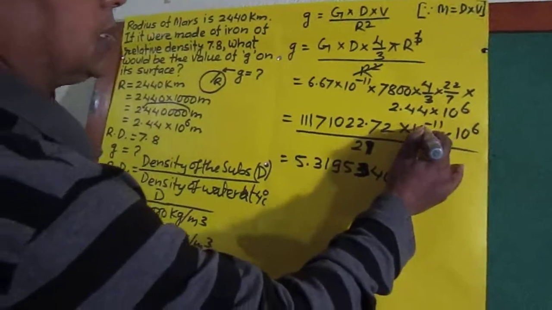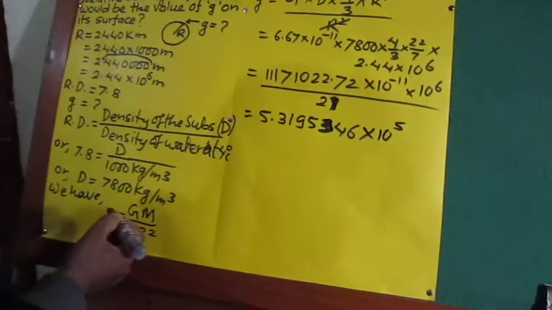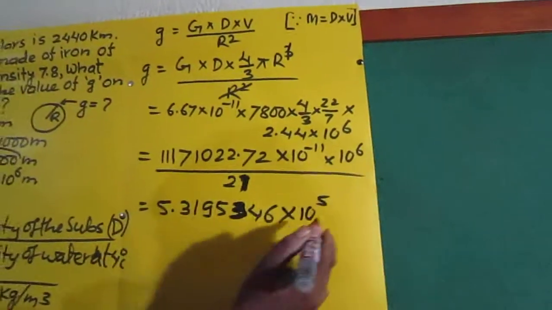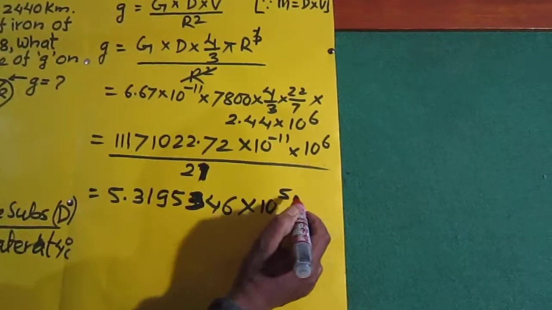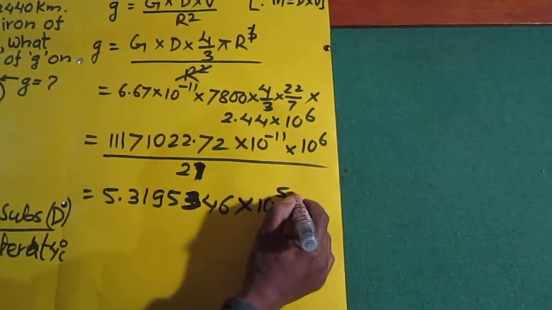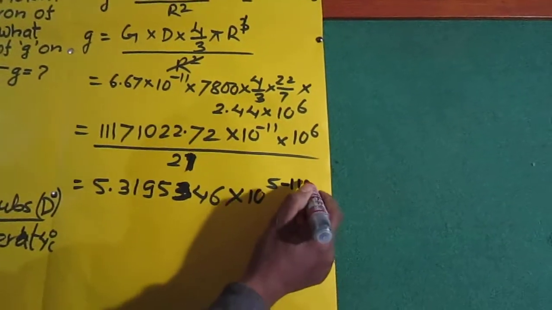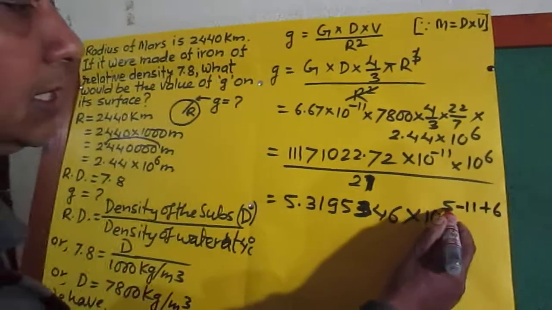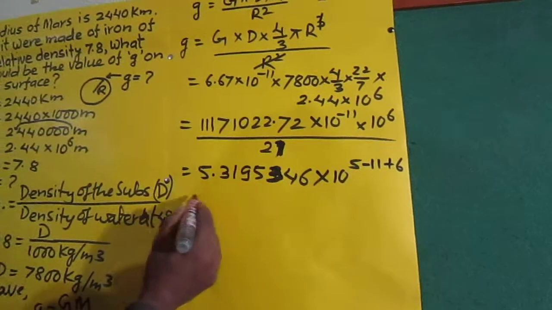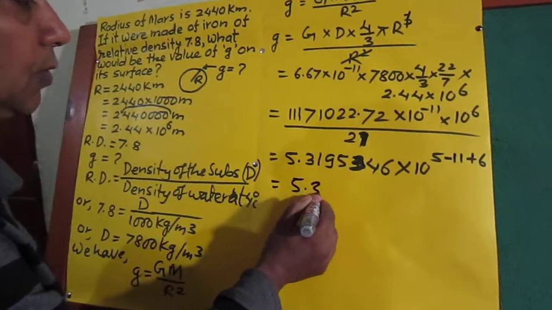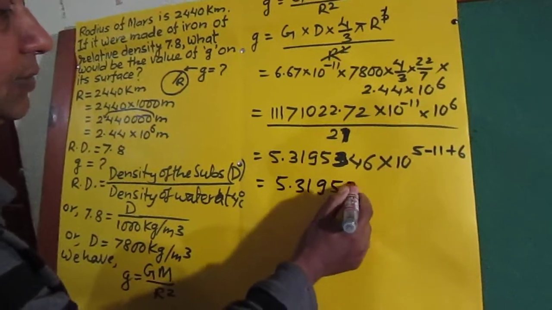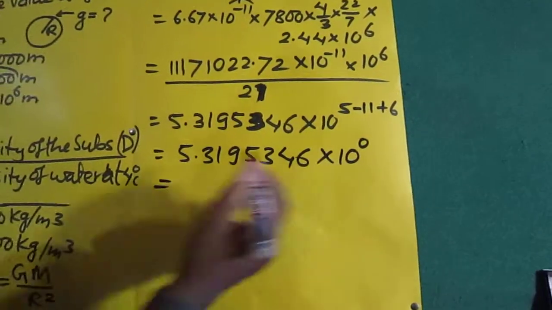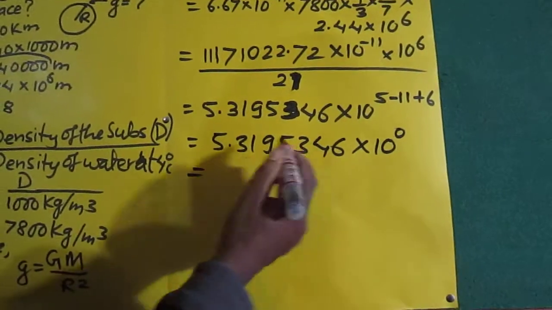And we have here 10 to the power minus 11 and 6 also. If this is divided by 21, we'll get this into 10 to the power 5. We have 10 to the power minus 11 also. The same base, that's why I'm adding the powers: 10 to the power 6 plus 6. Now minus 11 and plus 11 makes it 0. That's why this is equal to 5.3195346 into 10 to the power 0. 10 to the power 0 means 1. 1 multiplied by this remains the same.